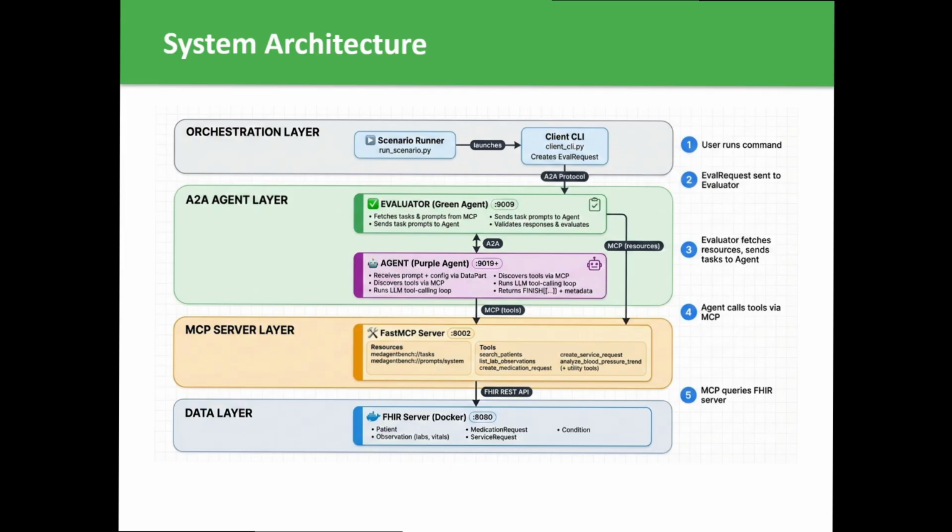So first of all, the system starts from the orchestration layer, which starts everything, including the initialization of the green agent, the purple agent, the MCP server, and the FHIR server. And then the green agent fetches all of the tasks and the prompts from the MCP server. And then it communicates with the assessed agent using the A2A communication protocol. And then the purple agent, which is the assessed agent, actually solves the tasks using the tools available in the MCP server, and then returns the results to the evaluator agent.